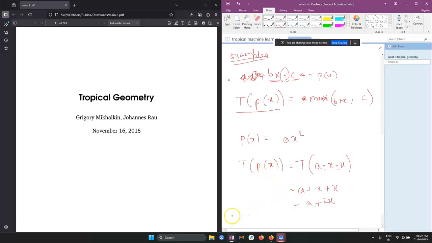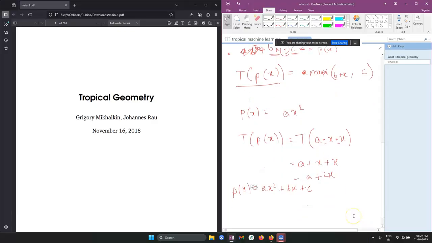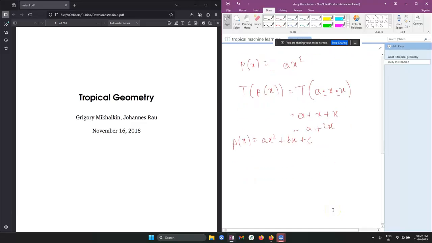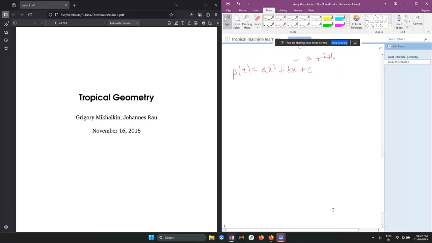Now I'm going to combine these two, and I'm going to say p of x is equal to ax square plus bx plus c. And I'm going to do the very dreaded process of scrolling, because this happens to distort my notes all the time, and it's going to kill me someday. Right, okay, there we go.